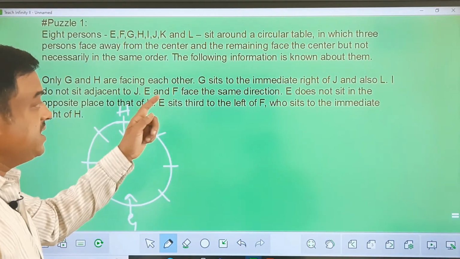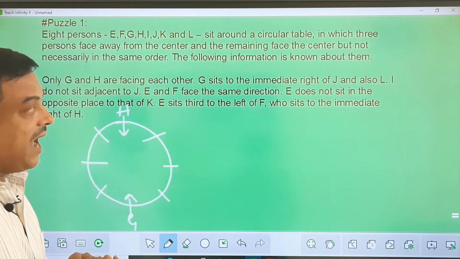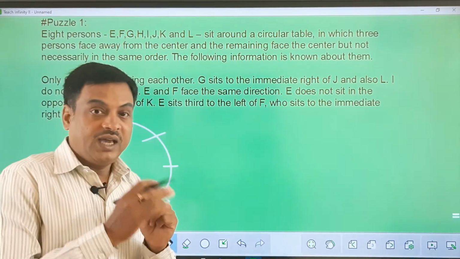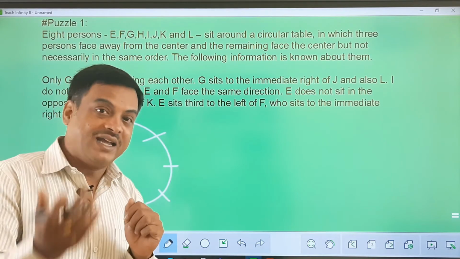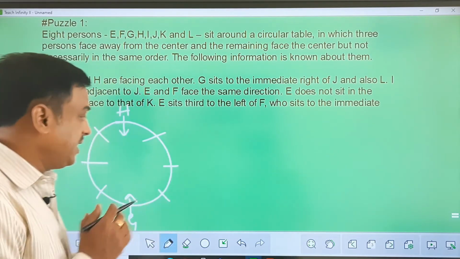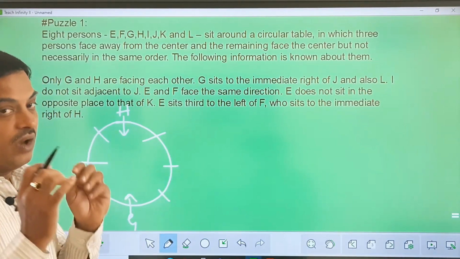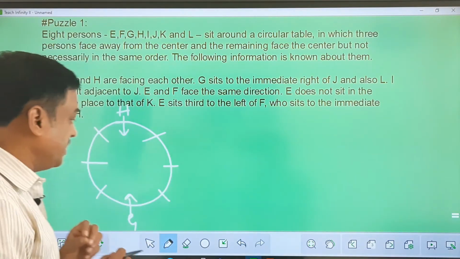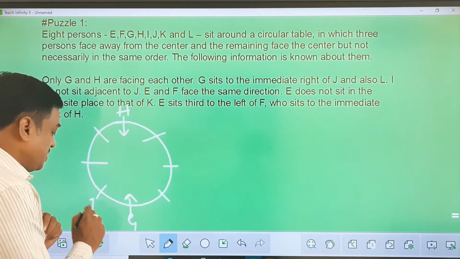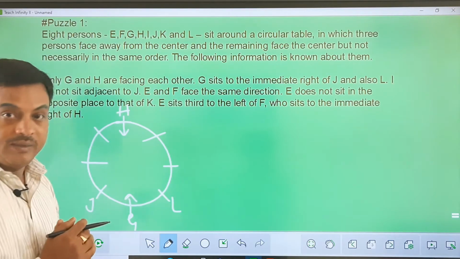Next one. G sits to the immediate right of J and also L. Now G has to be on the right of J and L, right of both. So there can be two possibilities. One point which I can make out of this is, if this is J, then this has to be L.